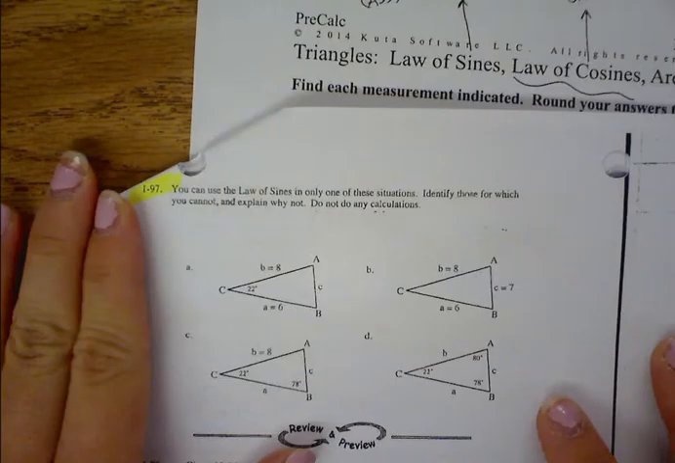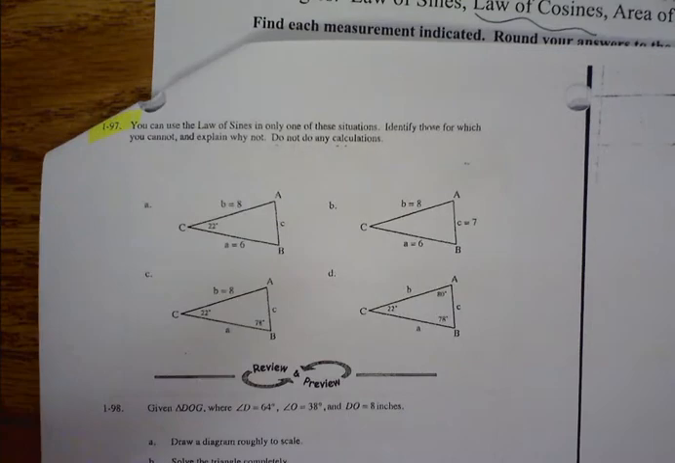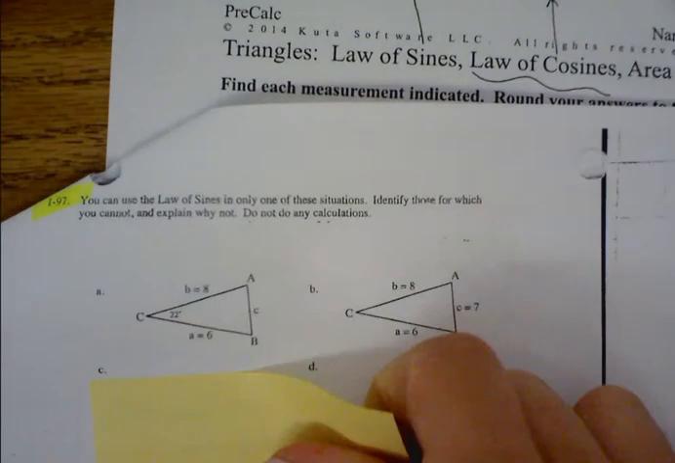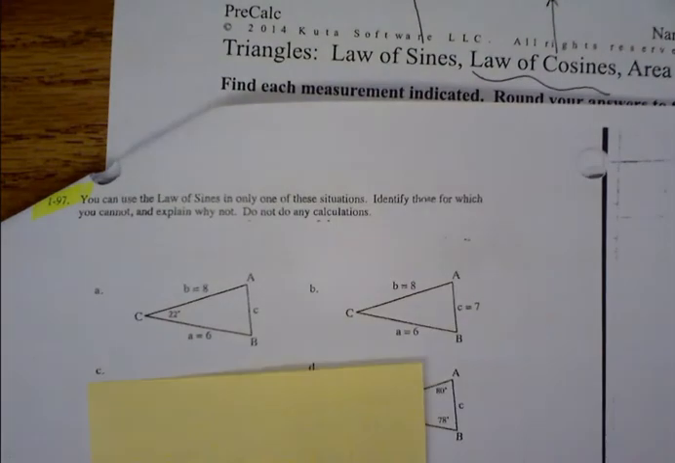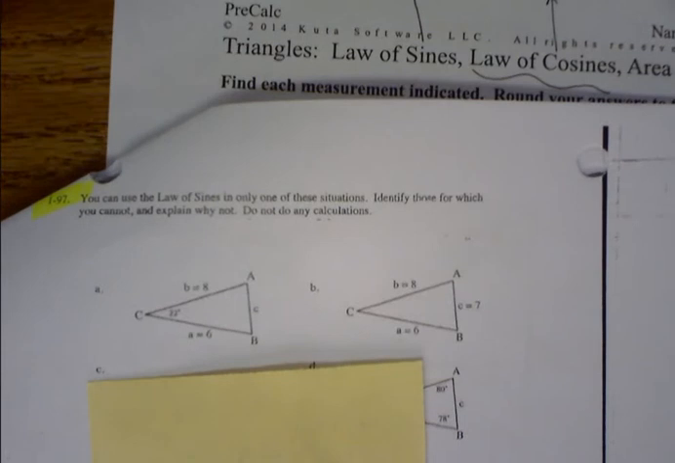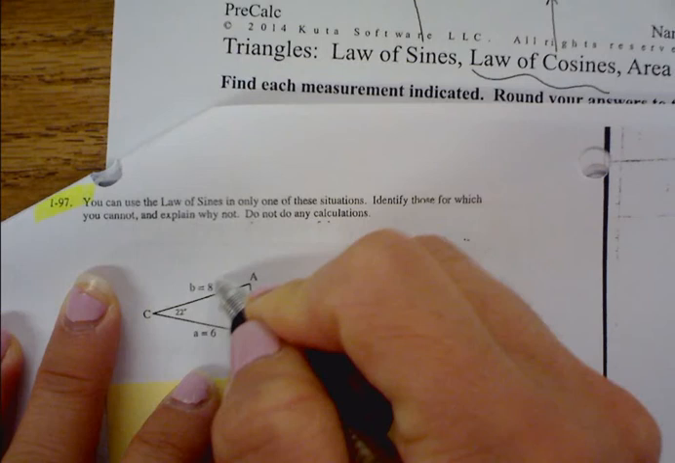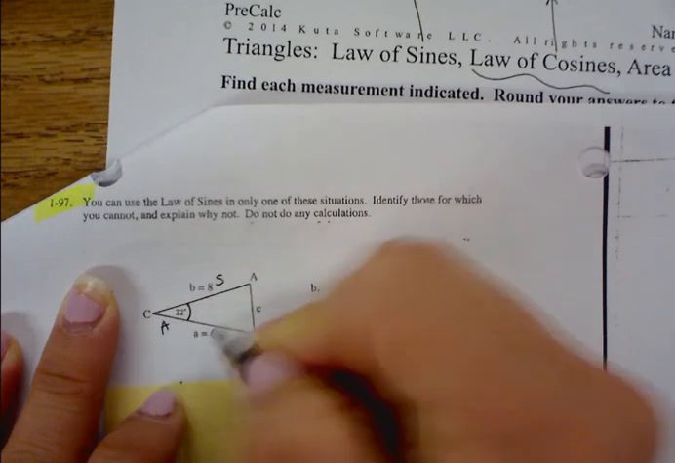Okay, so it says you can use the law of sines on only one. Which one? Let's take a look. Let's try A. What do we have for A? We have a side, right? We have an angle, and we have another side.